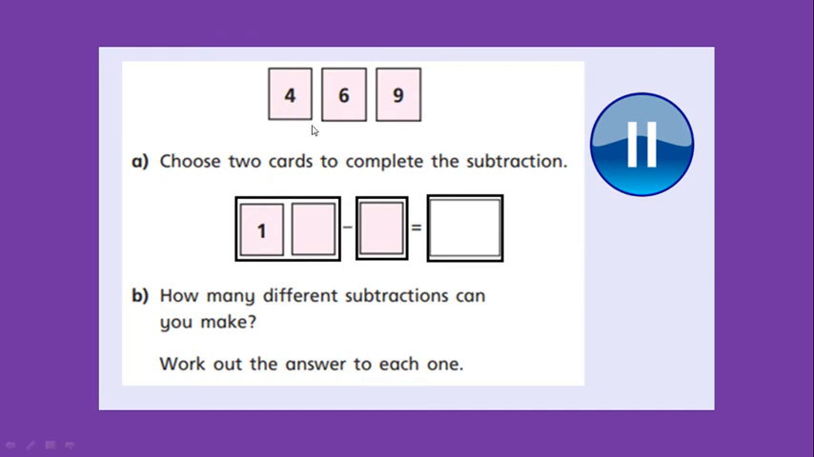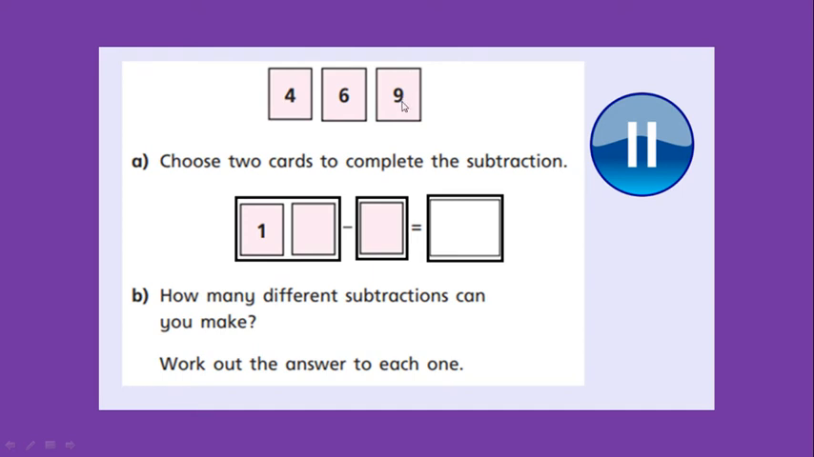We've got 4. Don't like how that number 4 is written. I like it nice and straight, down and across and then down again. But that is the way some people write 4, so we're just going to accept it. We've got 4, we've got 6 and we've got 9.